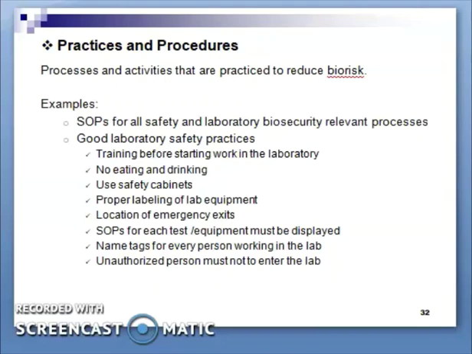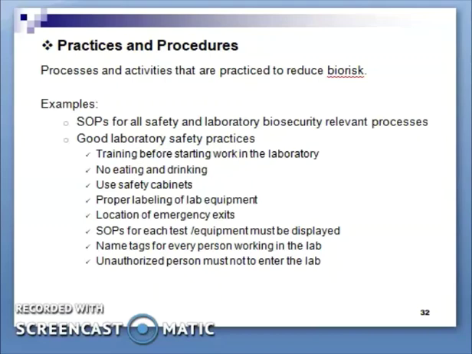Examples: standard operating procedures for all safety and laboratory biosecurity relevant processes, good laboratory safety practices, which include training before starting work in the lab, no eating and drinking, use safety cabinets, proper labeling of lab equipments, location of emergency exits. Standard operating procedures for each test equipment must be displayed, name tags for every person working in the lab, and unauthorized persons must not enter the lab.